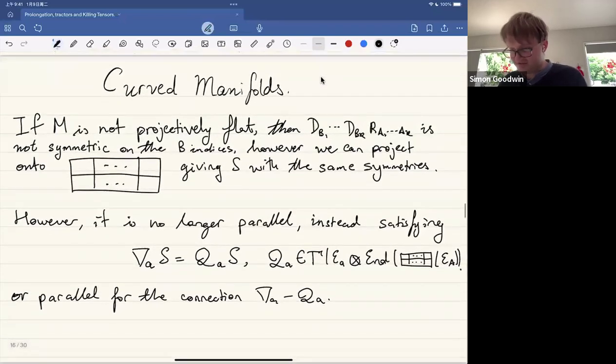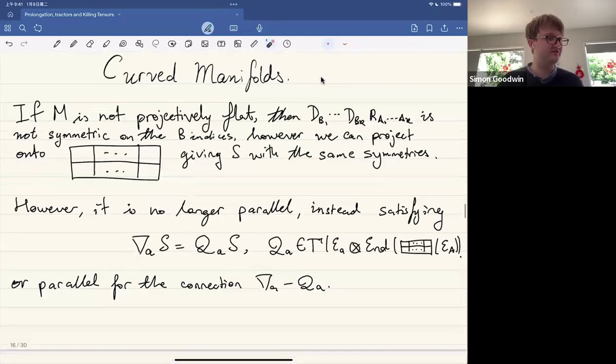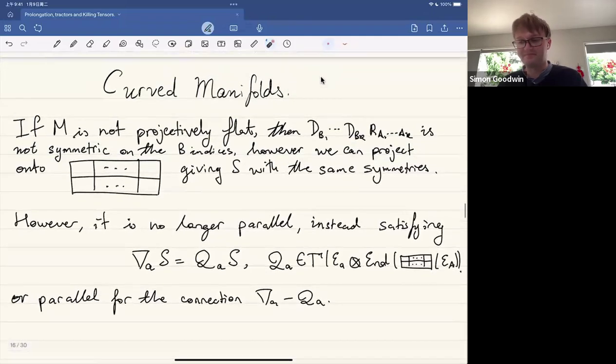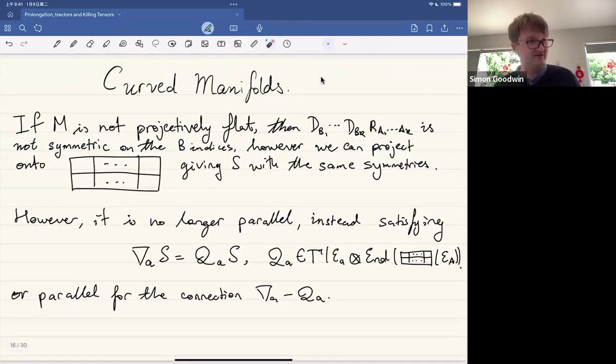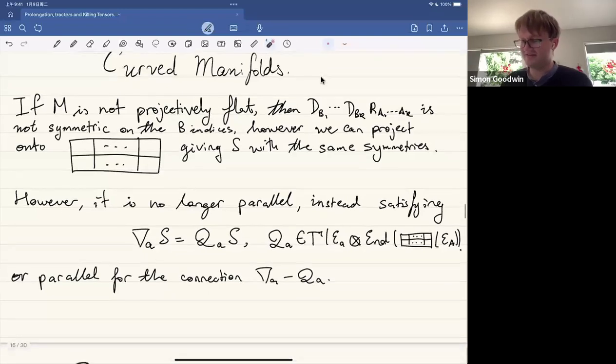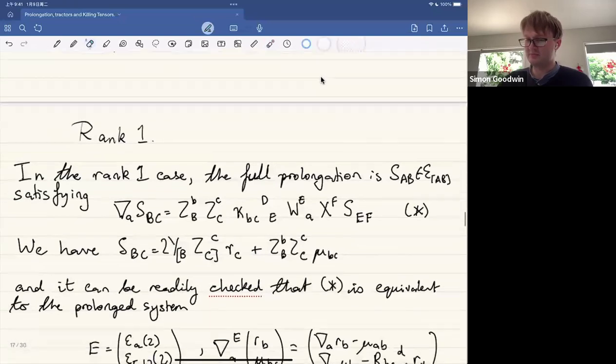Briefly, like I said, we can touch on this for curves for non-projectively flat. Our d's don't commute anymore, and so instead of just taking this as our full prolongation, we essentially project onto this component of the two-kth tensor product. And what you get is something that's no longer parallel, but it's parallel for a connection, right? So the details of this are in a lovely paper by Rod Gover and Thomas Leistner, titled "Invariant Prolongation of the Killing Tensor Equation." And so far, I'm only discussing their work, but I'll get to something that I can apply later.